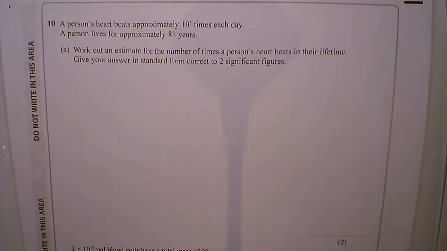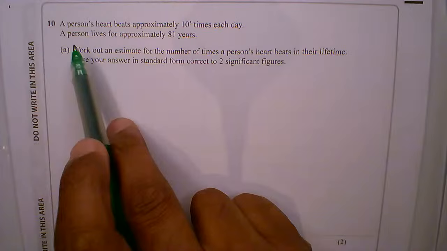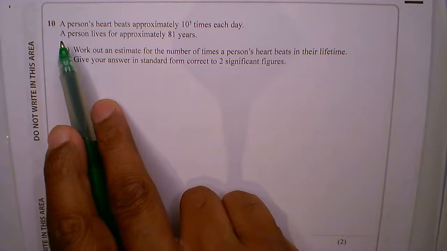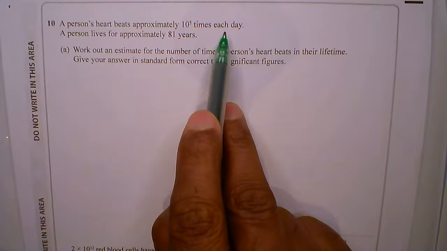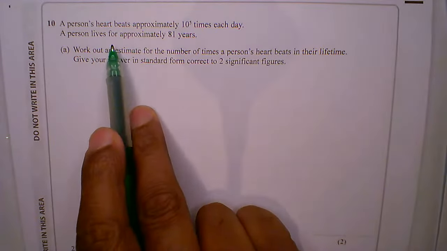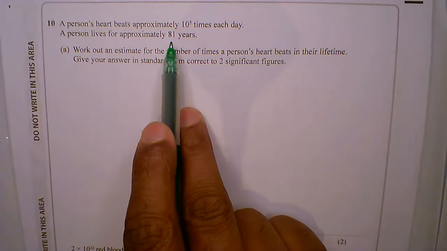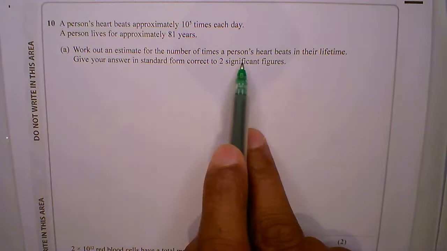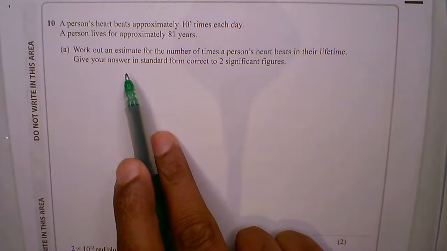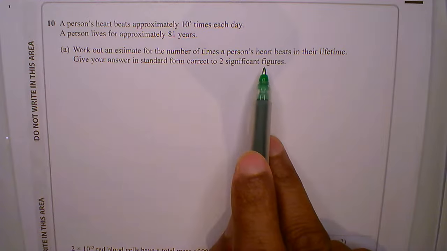All right, if you need more time, press pause. So the question is question 10. A person's heart beats approximately 10 to the power 5 times each day. A person lives for approximately 81 years. Work out an estimate for the number of times a person's heart beats in their lifetime. Give your answer in standard form, correct to 3 significant figures.